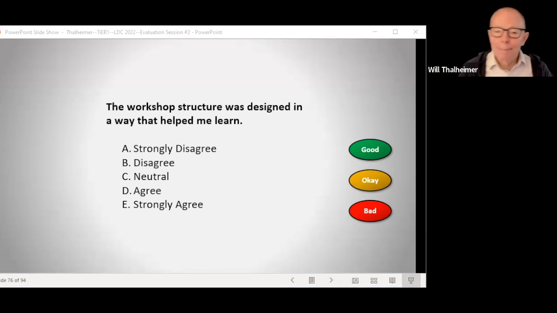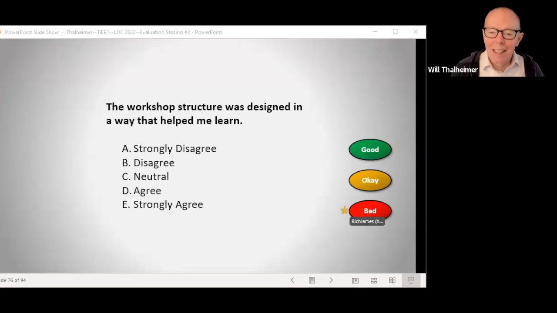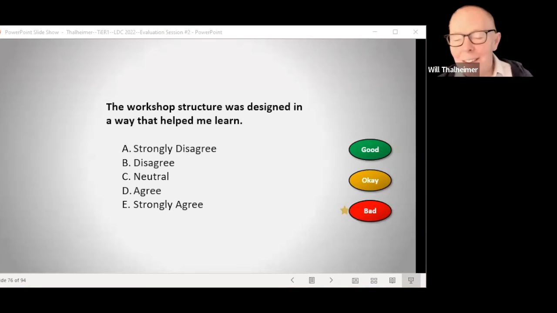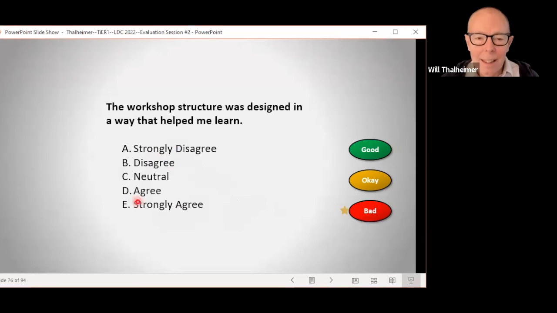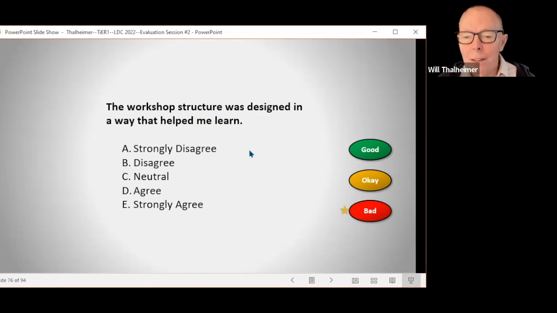Bad, bad, bad, bad, bad. Okay. I think you just chose bad because there's three letters in it and it's less work than the others. Now it's bad. And Will Thalheimer doesn't like it. Look, it's a Likert-like scale here. Also, the learners are not going to have particular insights about the workshop structure related to their learning. They're not going to be able to make those connections. That's not a good question at all.